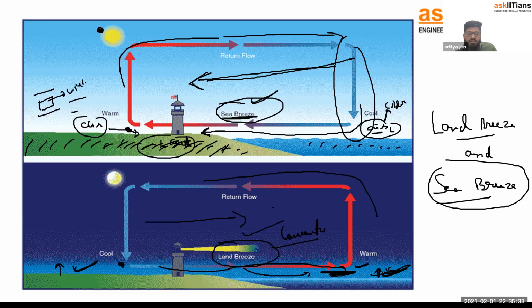So I think these two processes are clear, sea breeze and land breeze. Sea breeze happens during the daytime by the process of convection. Land breeze happens during the nighttime by the process of convection. So I think now the convection process is crystal clear, I hope. Yeah, thumbs up guys. Okay.